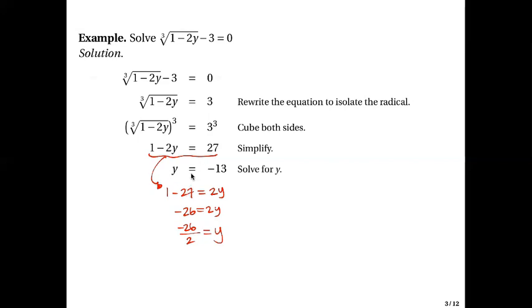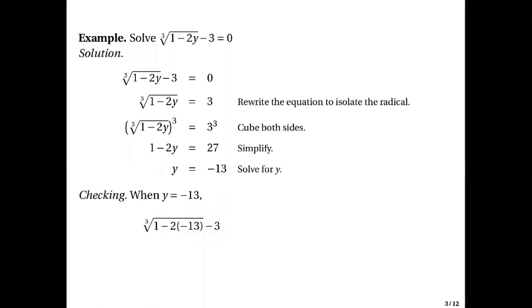Now, we have the value for y. What's left to do is the checking part. When y equals minus 13, we have cube root of 1 minus 2 times negative 13 minus 3 here. Okay, so we are substituting the value of y here in the original equation.